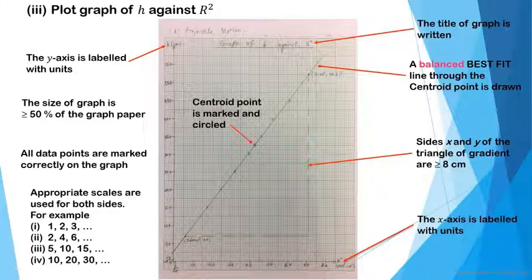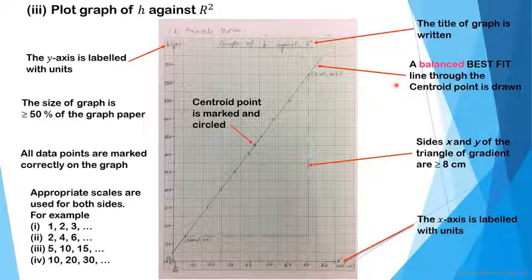Plot the graph of h against r squared. First, the title of the graph is written. Then, the y-axis is labeled with units, and the x-axis is labeled with units. The size of the graph is more than or equal to 50% of the graph paper. All data points are marked correctly on the graph. Appropriate scales are used for both axes, for example, 1, 2, 3; 2, 4, 6; 5, 10, 15; 10, 20, 30.